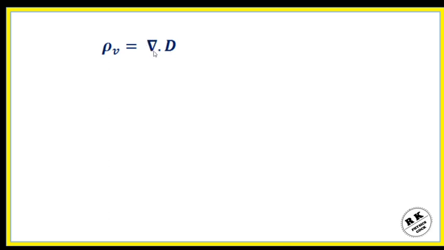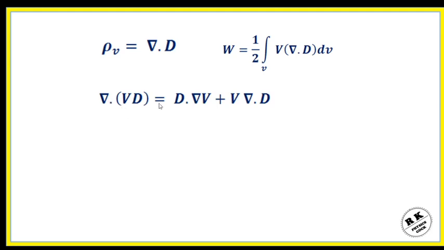Both of them are vectors. Here it is a dot product, a scalar product of the del vector and the electric displacement vector. Now let us substitute this in our earlier equation. Now we use a vector identity, similar to what we learned in vector calculus: del dot phi A, where phi is a scalar and A is a vector, can be expressed as del phi dot A plus phi times del dot A.